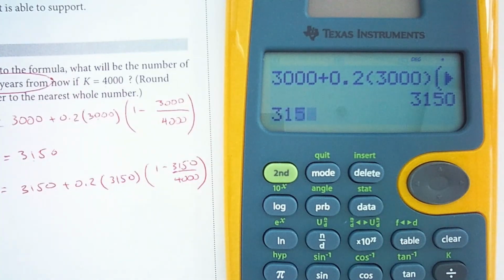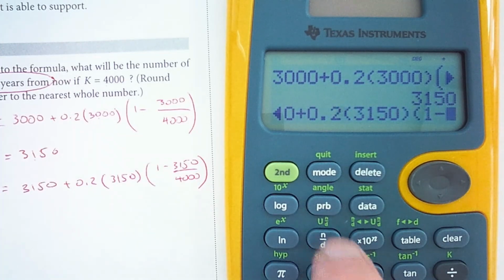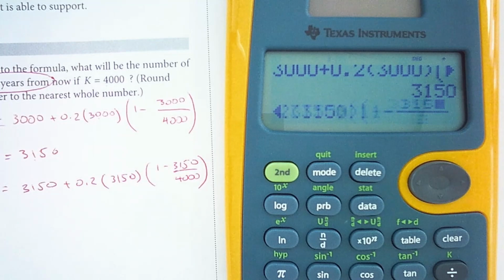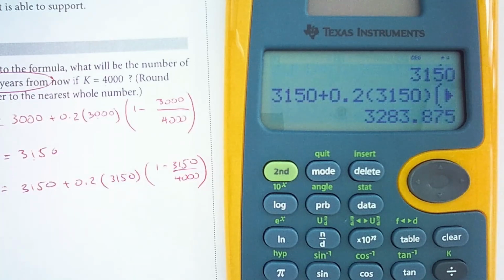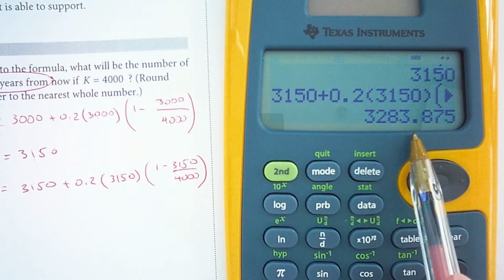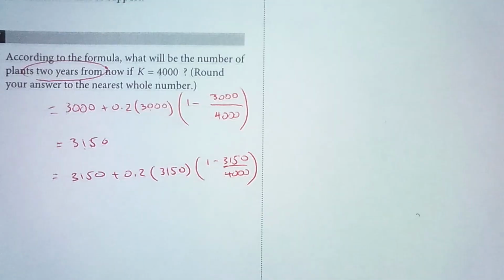So 3,150 plus 0.2 times 3,150 times 1 minus 3,150 over 4,000. And that is 3,283.875. Now it says round to the nearest whole number. We can't have a decimal of a plant, so that would be 3,284.